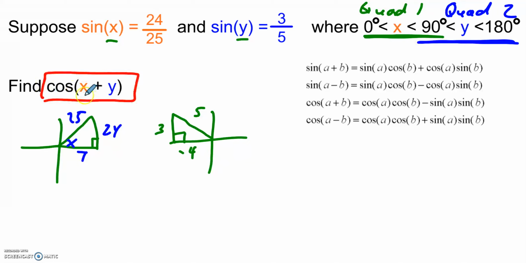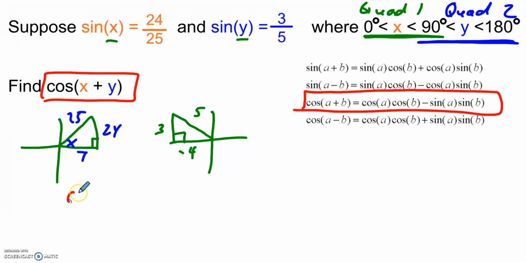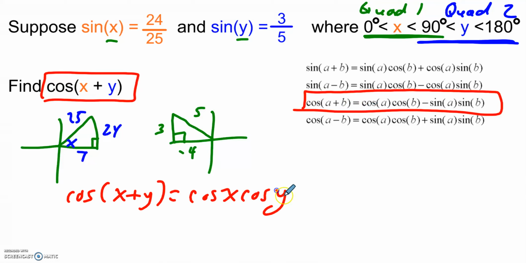I want to find cosine of x plus y. And that is not the same as cosine of x plus cosine of y, because I cannot distribute. What I can use instead is this idea: instead of a's and b's, cosine of x plus y is equal to cosine of the first angle times cosine of the second angle, y, minus sine of the first angle, sine of the second angle. And again, it seems like I don't have enough information because I don't know what either angle is, but I don't need to know that because I know my ratios from my triangles.